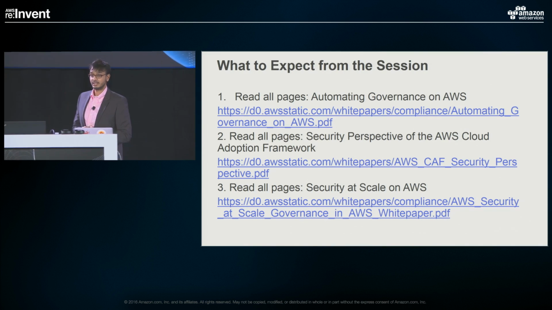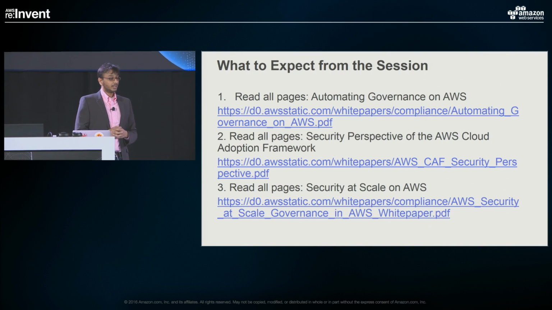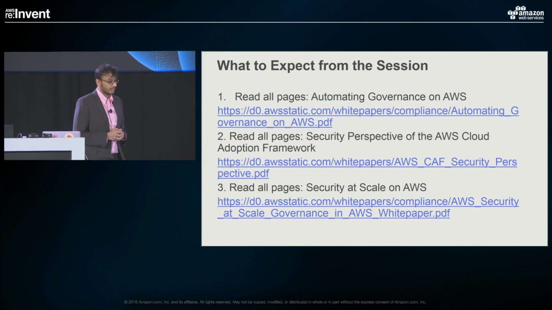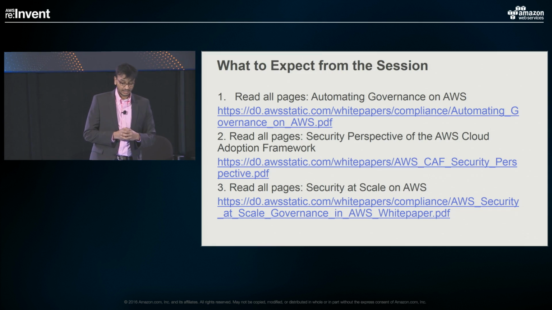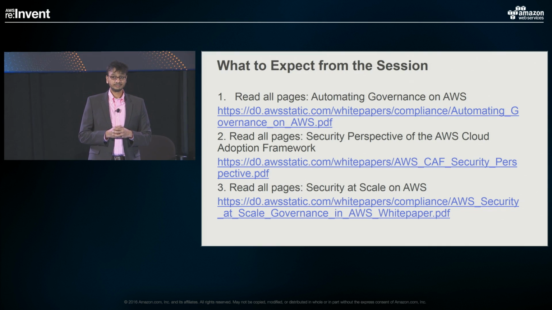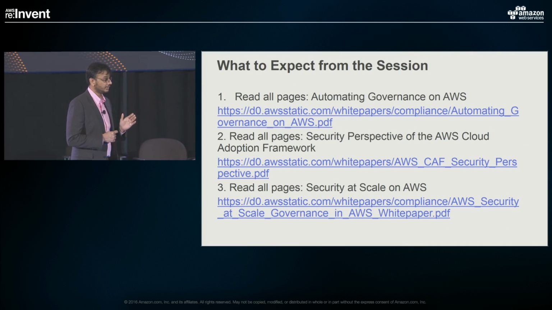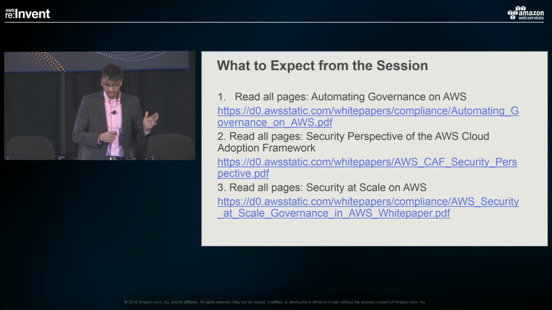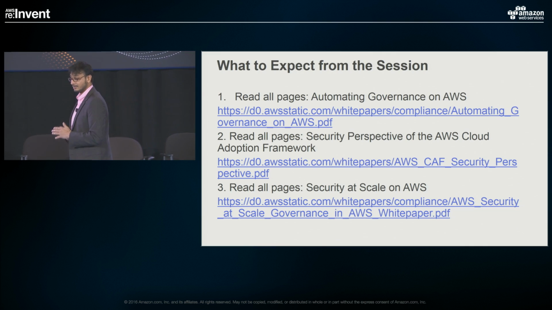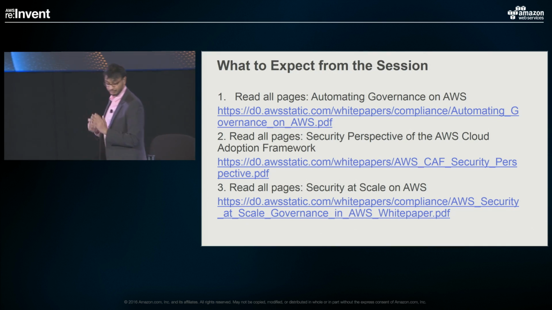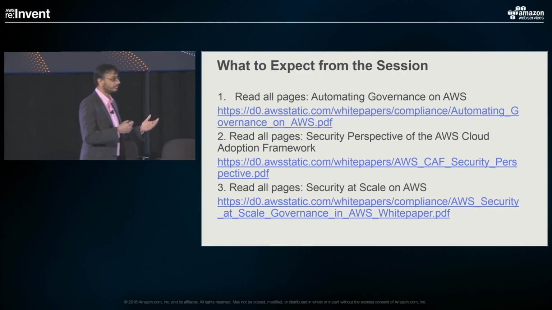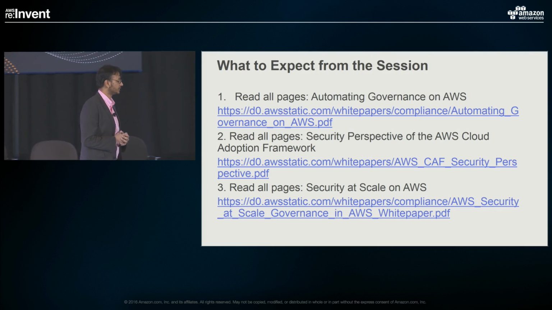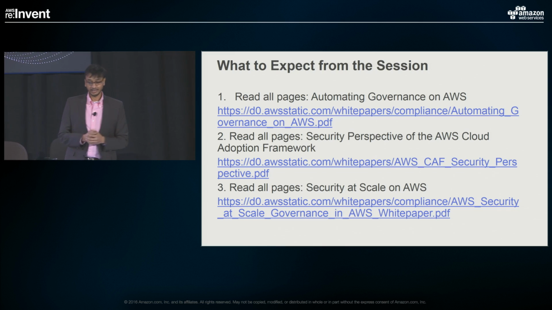What you're going to expect from it is we have 3 big white papers: automating governance on AWS, AWS Cloud Adoption Framework, and security and governance at scale. In this session, we're going to read through 34 pages of automating governance, 39 pages of the Cloud Adoption Framework, and 14 pages of security and governance at scale. Sound good? As a culture, we don't do enough reading, so I thought this is a good time to actually just read stuff. Friday morning, 9 a.m.